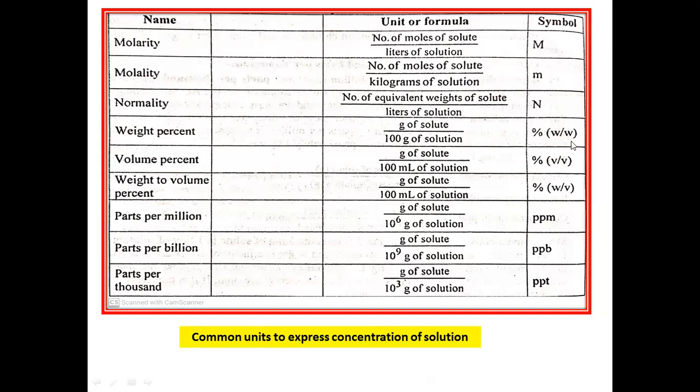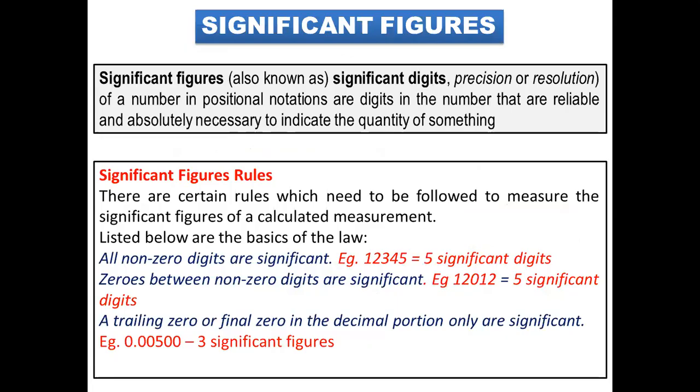Weight percent solution, weight W by W, is gram of solute divided by 100 gram of solution. Volume percent solution, gram of solute divided by 100 ml of solution, that is percent V by V. Weight to volume percent, that is W by V. We have already seen one example based on this. ppm, we also saw ppb, already discussed. Parts per thousand, that is ppt. These are some important analytical terms which are frequently used to prepare different types of solution, and different molarity, molality and normality, as well as percent solution, ppm solution. So these all are very important terms.